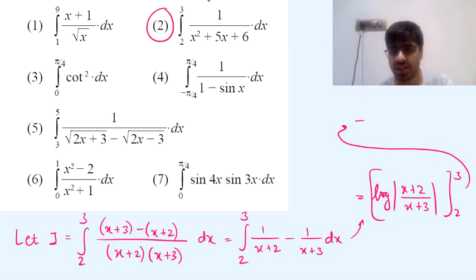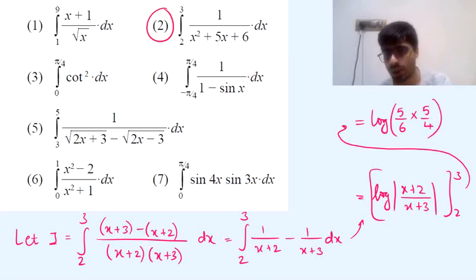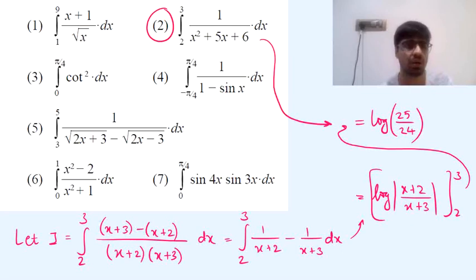So when you put x as 3, you get log of 5 upon 6. From that we are going to subtract whatever we get by putting x equal to 2. That is, we are subtracting log of 4 by 5. Subtracting log of 4 by 5 means the inner term will get multiplied with 5 by 4. So inside the log we have 25 by 24. So we have log of 25 by 24 as the final answer for that second question.